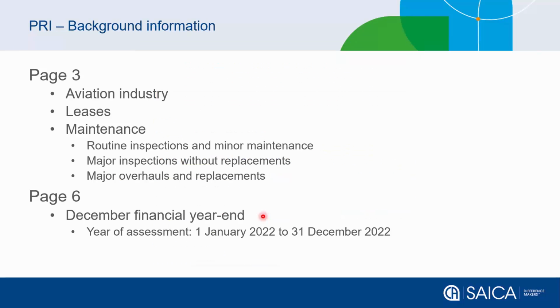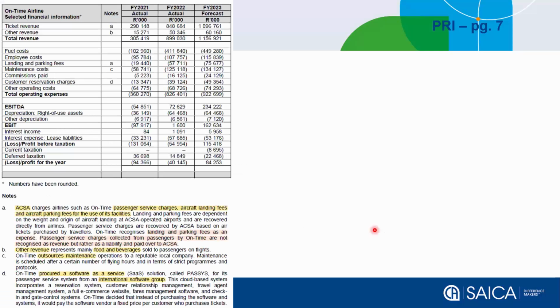date. When looking at the case study as a whole, you will see it's set in the aviation industry, and some information is provided regarding leases and maintenance, and therefore there's an expectation that you'd refresh yourself in terms of the tax treatment relating to leases and maintenance, and that we're also dealing with the December 2022 year end, and therefore the year of assessment as well.